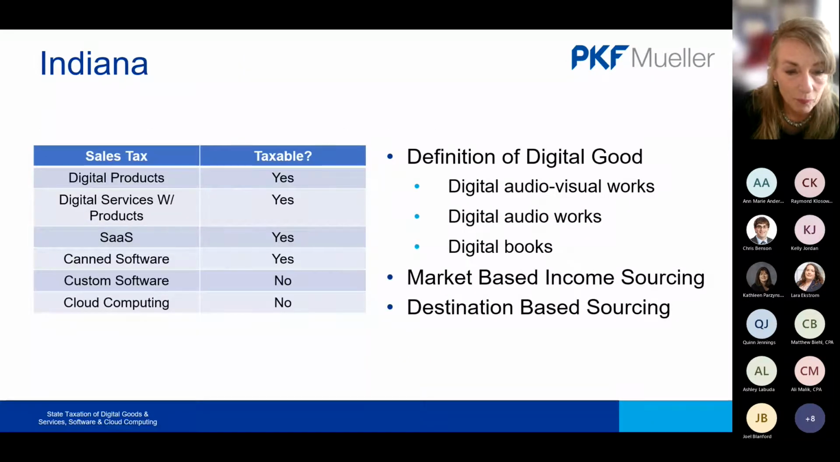Indiana. So Indiana again has one of the most standard definitions that we saw with the Streamlined Sales and Use Tax Agreement. They really just define it as an audio work, a book, or an audio visual work. Indiana likes to impose tax on any digital products, digital services with products, software as a service, and canned software as well. No on custom software, and no on cloud computing. So that's where they stand.